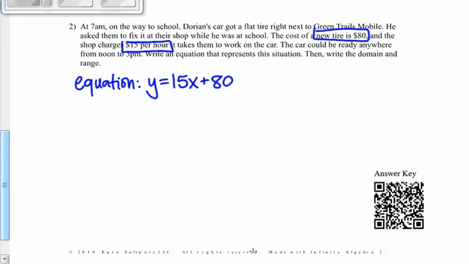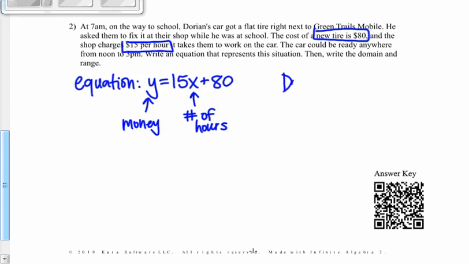Then we're going to write our domain and range. So before we do that, let's define what this means. So 15 per hour is the amount the shop charges. So x is the number of hours. And y, as usual, is going to be the money. So the amount it costs Dorian to fix his car.